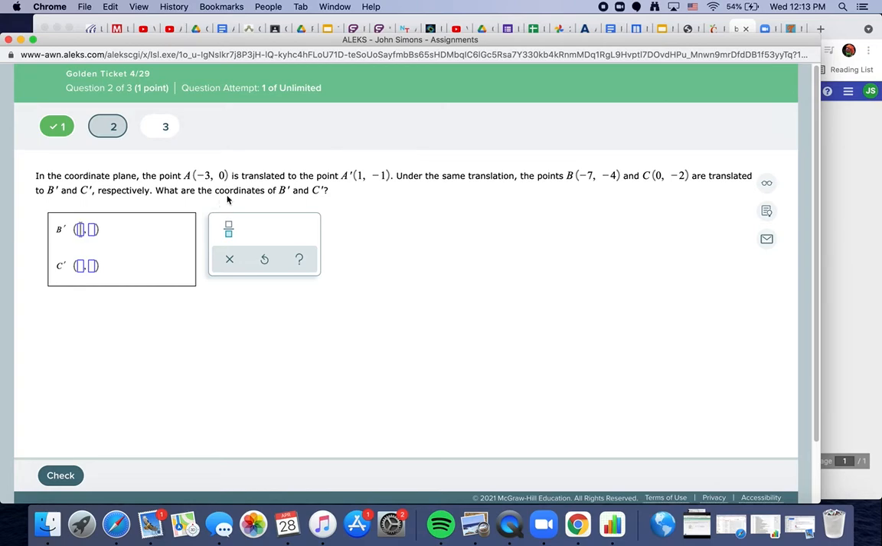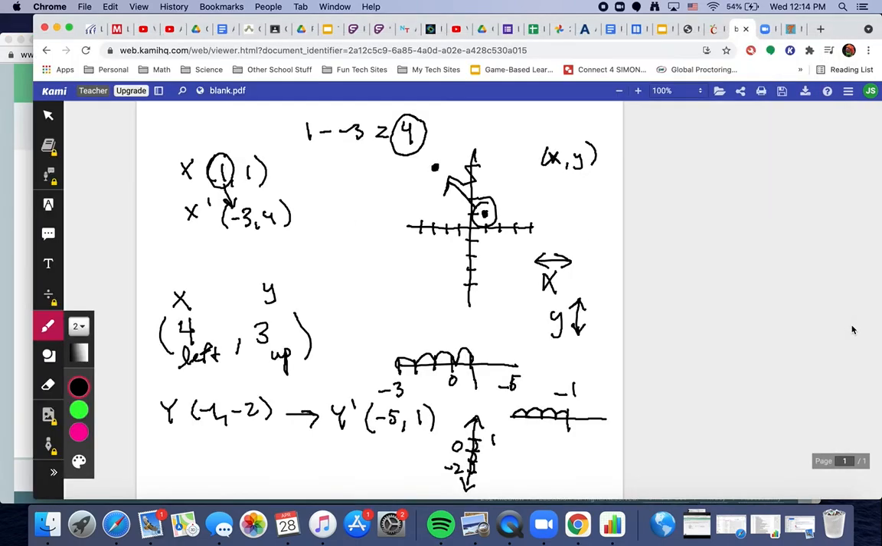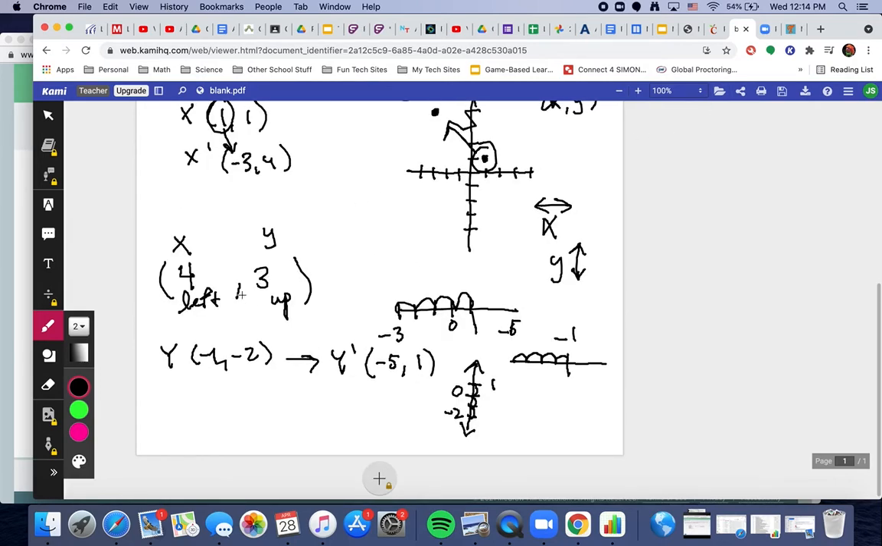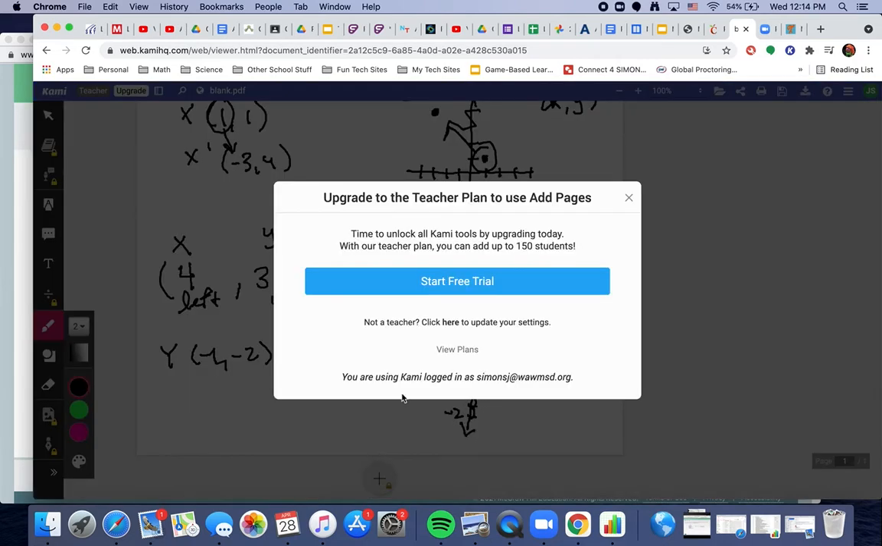So what we're going to do is look and see if we can figure out what our rule is first. We're starting with A at (-3, 0), and then we're moving it to (1, -1). So your x coordinate, -3 goes to 1. So your x coordinate is actually getting bigger by 4.